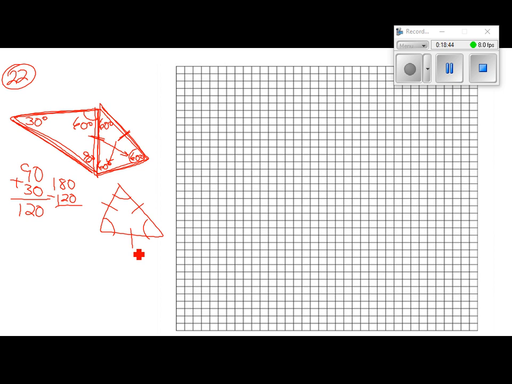Now let's look back and see what they asked us for. X. They said that this is 3x, and you just told me that that angle was how much? 60. So 3x should equal 60. Divide by 3. What's x equal? 20. What else did they ask us to find? Anything? That's it. Just find x. So x equals 20.